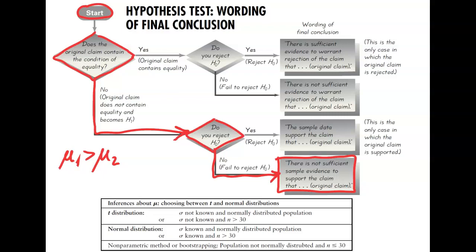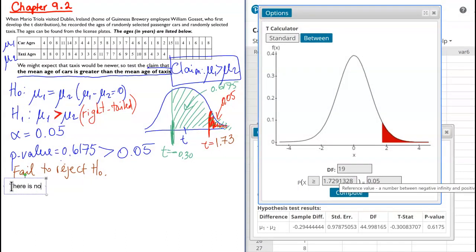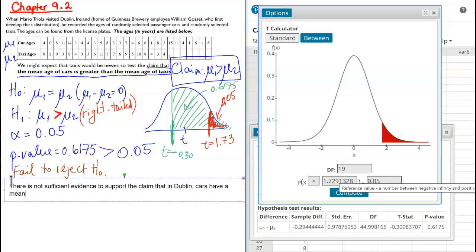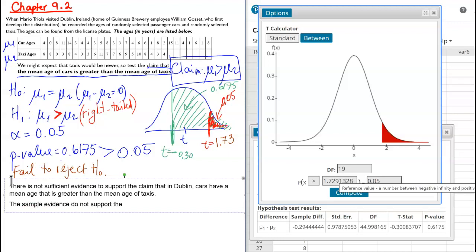Let's rewrite it in human language. We say that there is not sufficient evidence to support the claim that in Dublin, because remember the sample values were collected in Dublin, cars have a mean age that is greater than the mean age of taxis. This sample evidence does not support the expectation that taxis are newer.